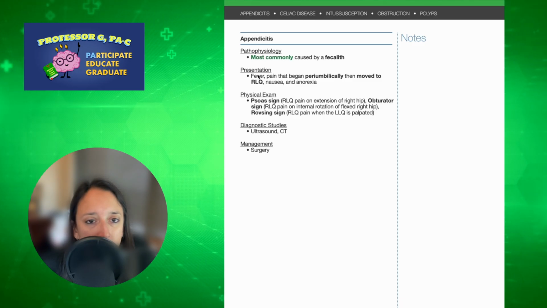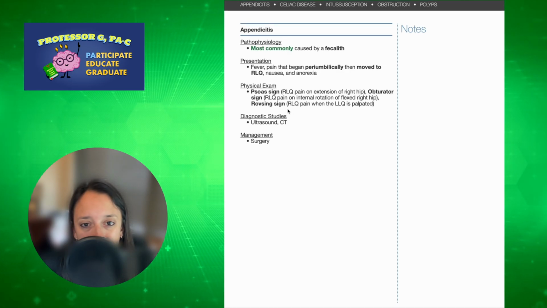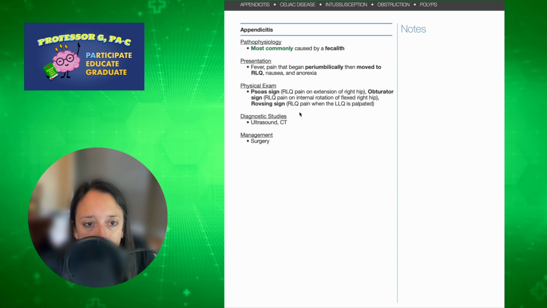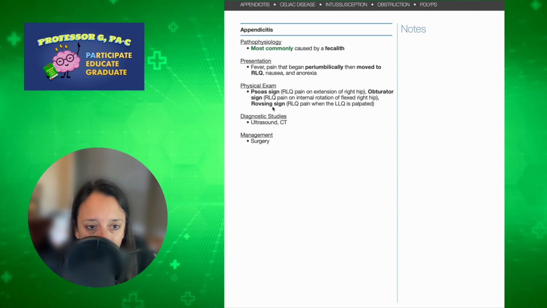And it causes fever, right lower quadrant pain. It usually starts periumbilically and migrates to the right lower quadrant along with nausea, vomiting, and anorexia. There are several different signs. You need to be familiar with all of them. So you need to be familiar with McBurney's point. You need to be familiar with the psoas sign and obturator sign and Rovsing sign.